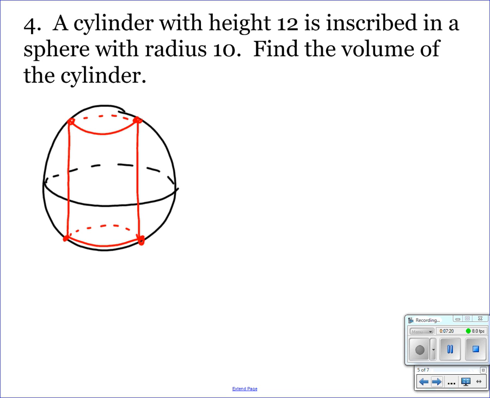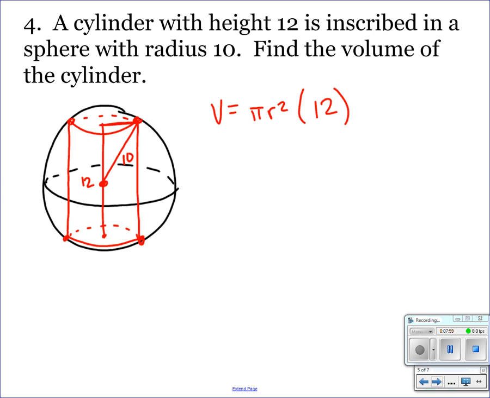So it says a cylinder with height of 12 is inscribed in a sphere with radius 10. So from the center up, that is 10. I need to find the volume of the cylinder. So the volume of the cylinder is the area of the base times the height, which is 12. So we need to find that length, the radius of the base.